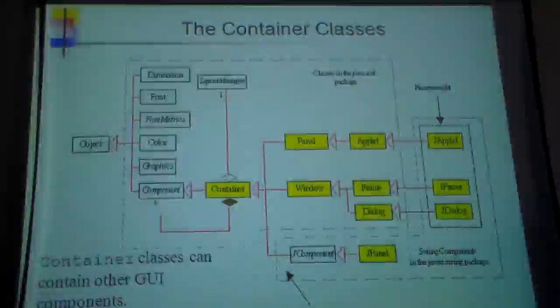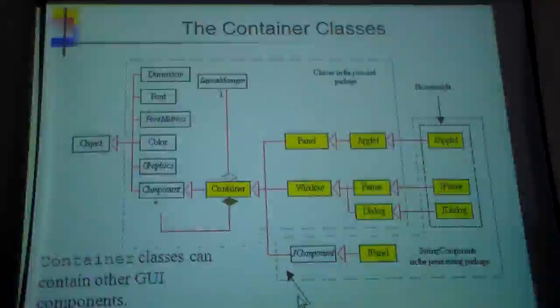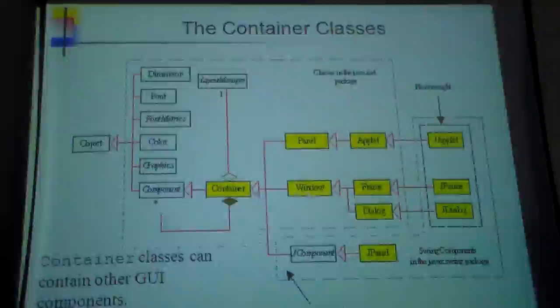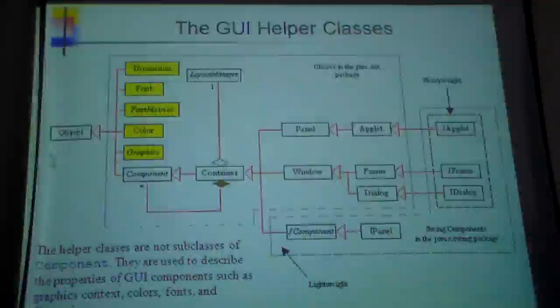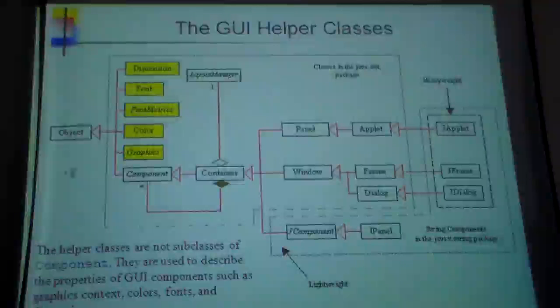Also, you can see here the UML, which is declared on those three groups. For example, container: all the classes in yellow belong to the container. If you come to the helper, you can see those classes in yellow, which are included in helper. Okay.